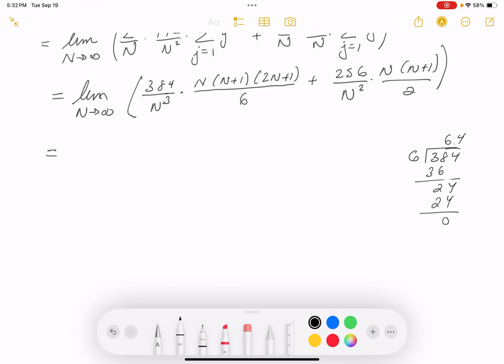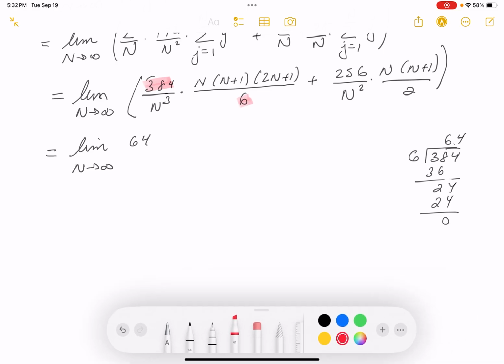So I'm going to write this down over here. Limit as n goes to infinity. And then I get 64, right? So I did this. Let me get the red pen out here. I did this. I did this.